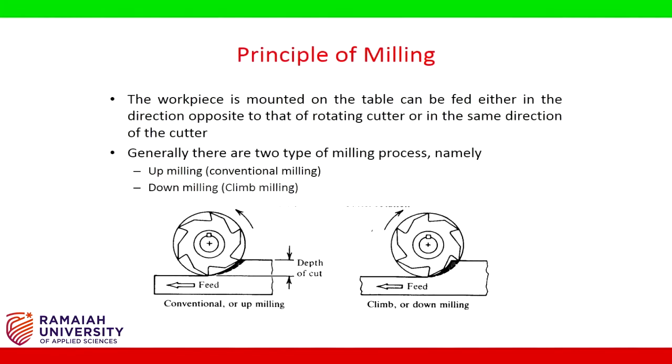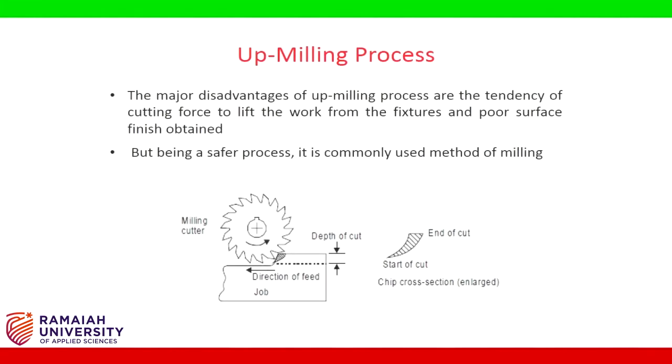Principle of milling. The workpiece is mounted on the table, and can be fed either in the direction opposite to that of the rotating cutter or in the same direction as the cutter. Generally, there are two types of milling processes, namely up milling, that is conventional milling, and down milling, that is climb milling. Up milling process, that is conventional milling.